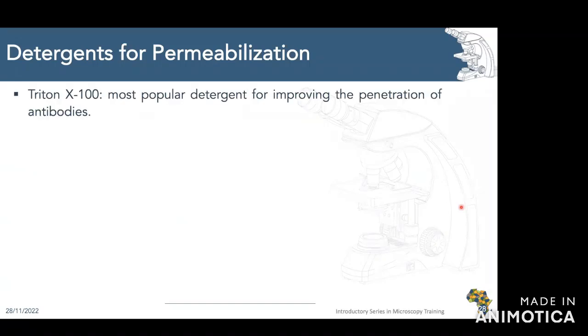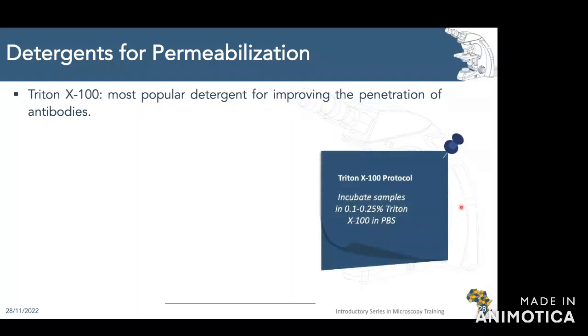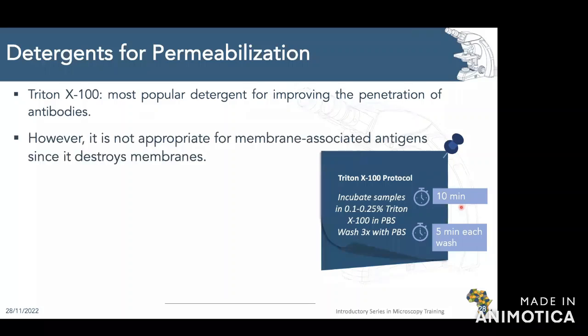Triton X-100 really probably is the most popular detergent, really good penetration for antibodies. You would incubate your samples at 0.1 to 0.25%, depending on the sample type. Usually start with the lowest and then work your way up. You don't want to over-permeabilize your sample, and this is usually done for 10 minutes. And then it's very important to wash with PBS after that.